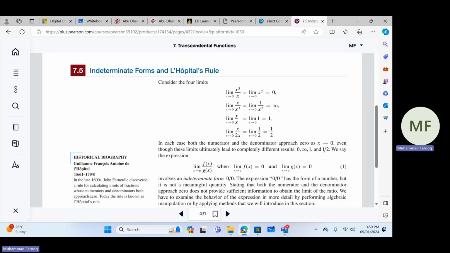So now we have to start the next step, 7.5. After 7.3, we have 7.5. We don't have 7.4. Here, if you look at the title, basically it is about indeterminate forms.